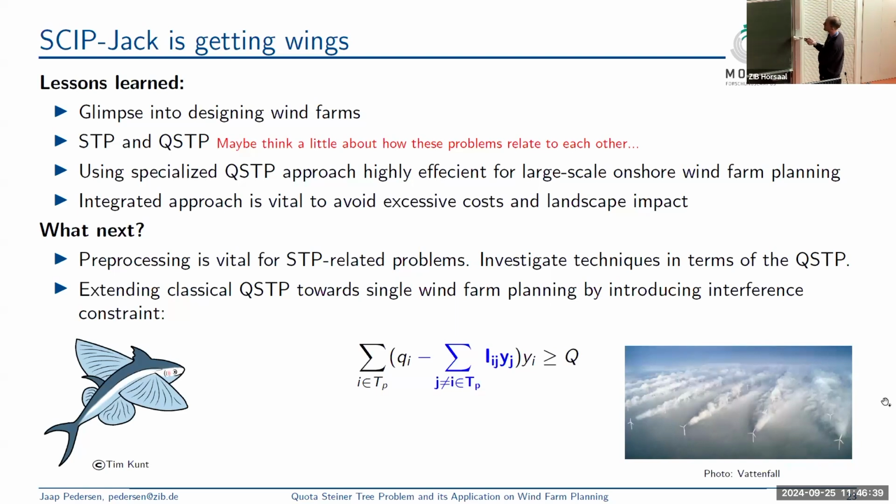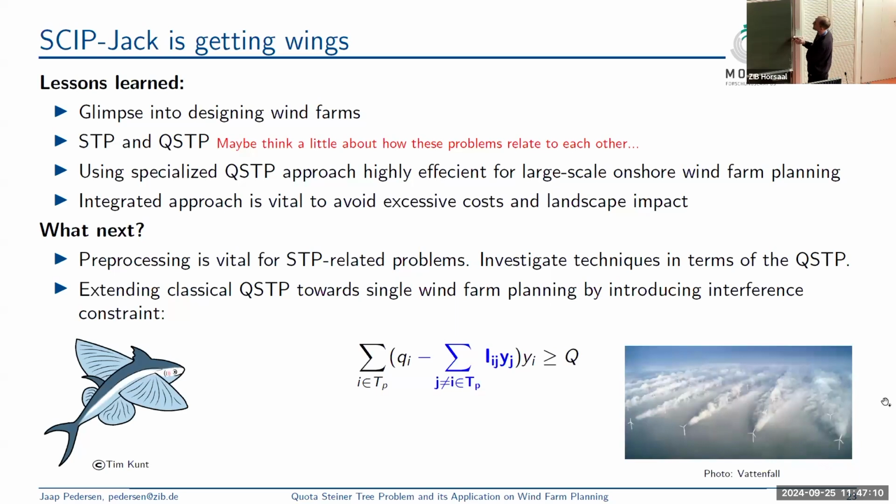So what is next? In Steiner tree problems, I also showed in the results that the reduction methods are one of the most important things in solving these STP-related problems. We only use the shortest path heuristic, but there are also some other reductions in the other variants, and maybe one can translate them to the QSTP. This is something very interesting to go on.